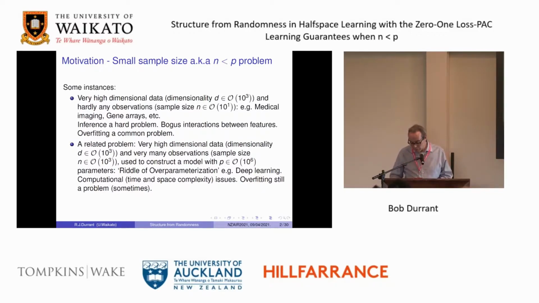A related problem, and somewhat more topical: very high dimensional data, lots and lots of observations, but an even bigger model, like a deep net, for example. So maybe 1,000 dimensional data to start with, a few thousand or tens of thousands of examples, and a million parameter model fitted from those. So there's the so-called riddle of over-parameterization, which we're just about starting to get a handle on now. Why does this work? Why do things work in this situation?